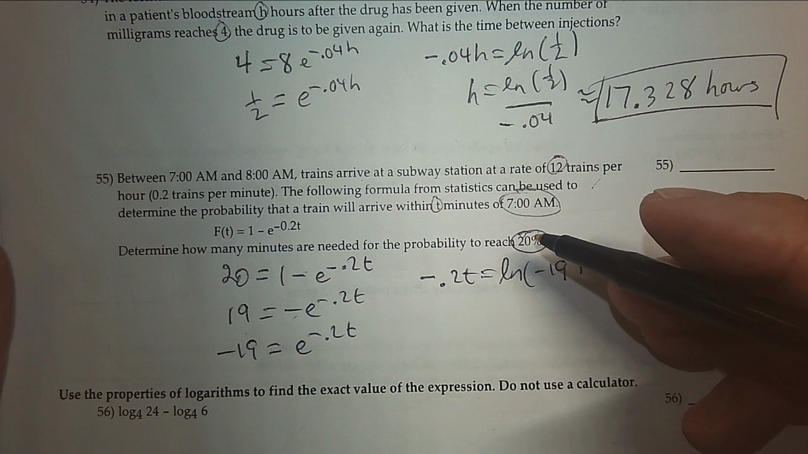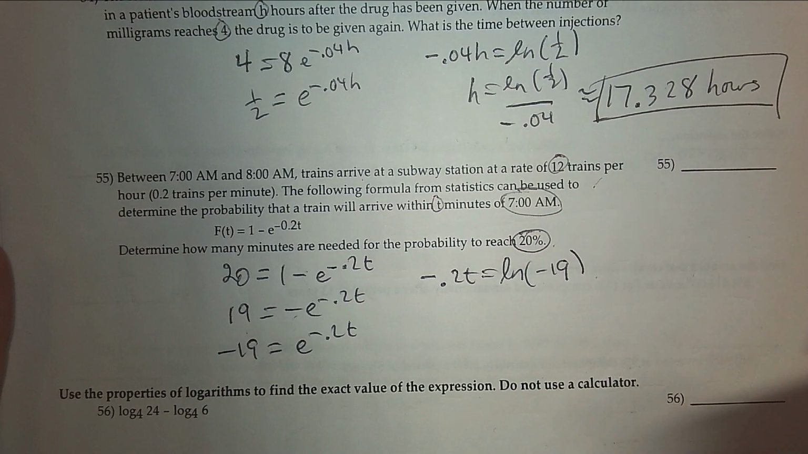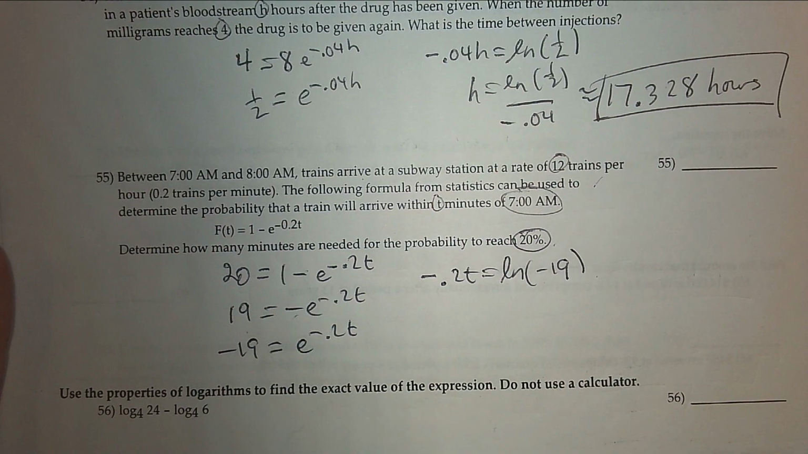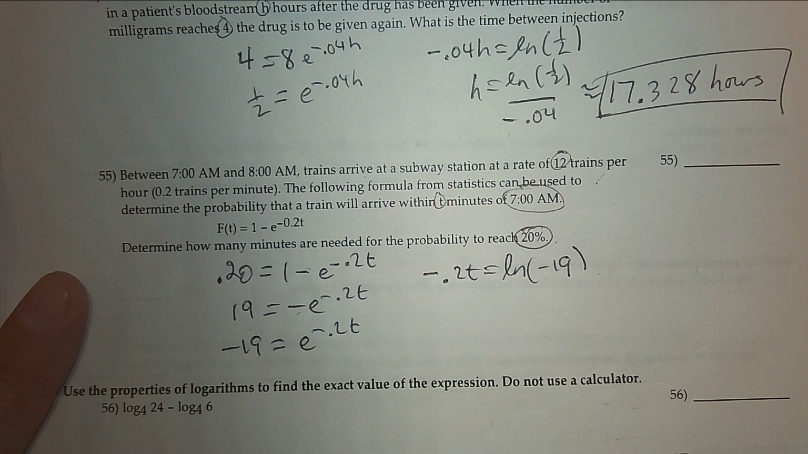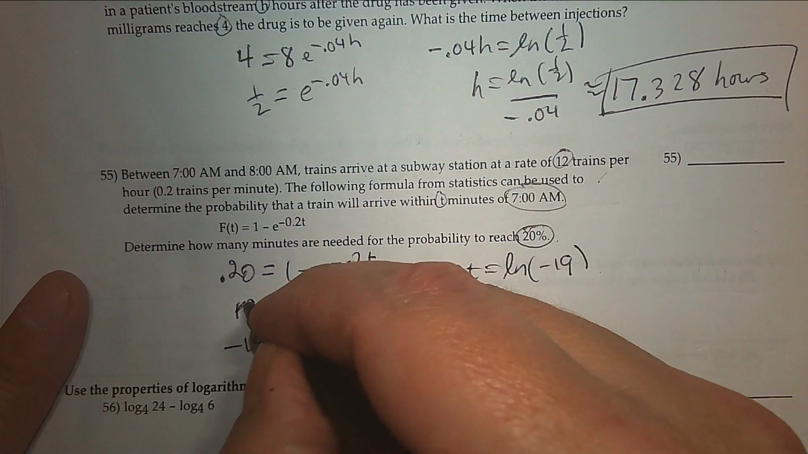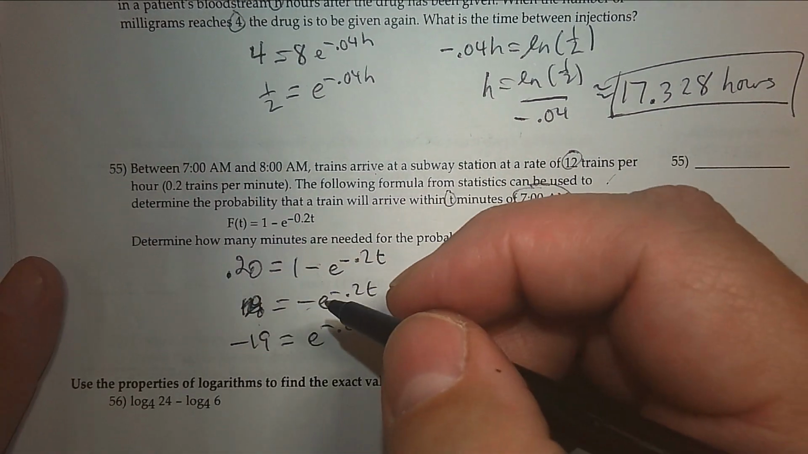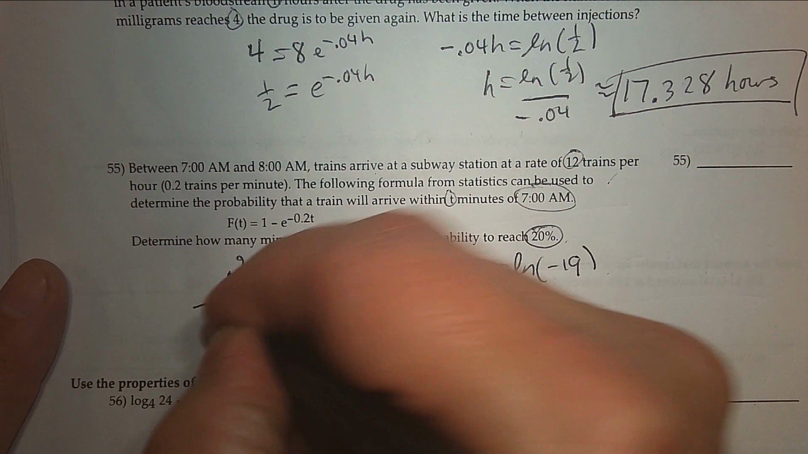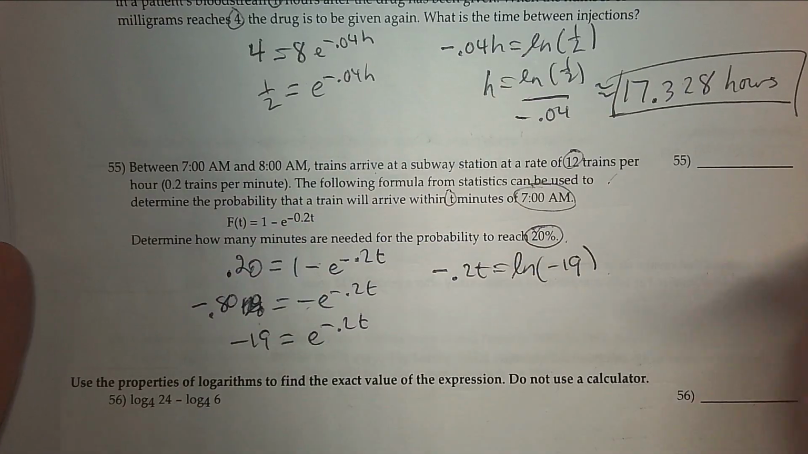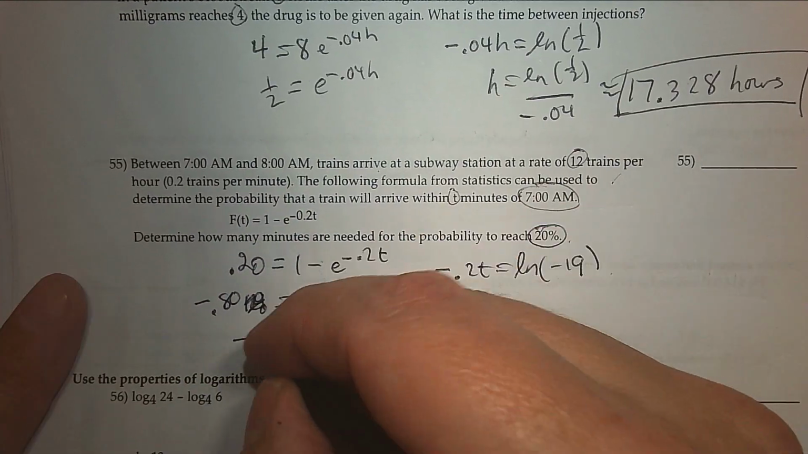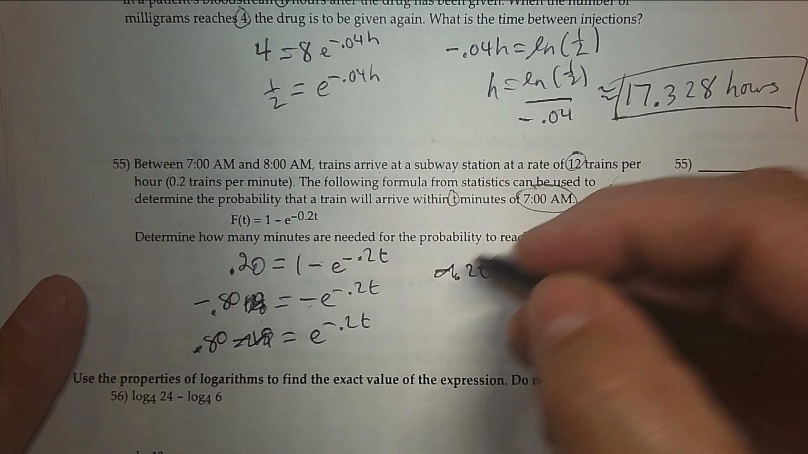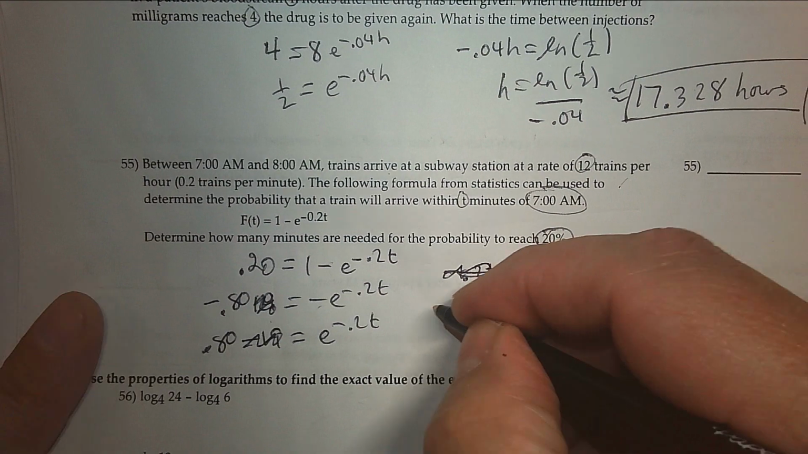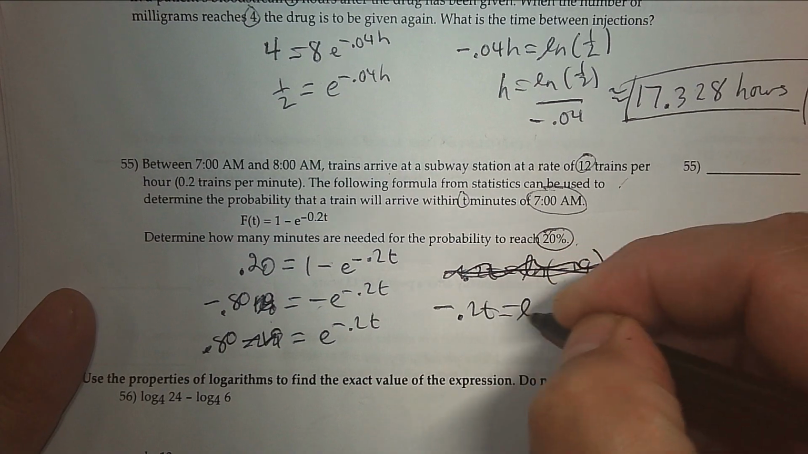Let's see. How about we try this? Instead of writing it as a whole number, let's write it as a decimal. So 0.20 for 20%, so that when I subtract 1 from 0.20, I get -0.80. When I divide by a negative number, I get positive 0.80. I like that much better. So we have -0.2t equals ln of 0.80.